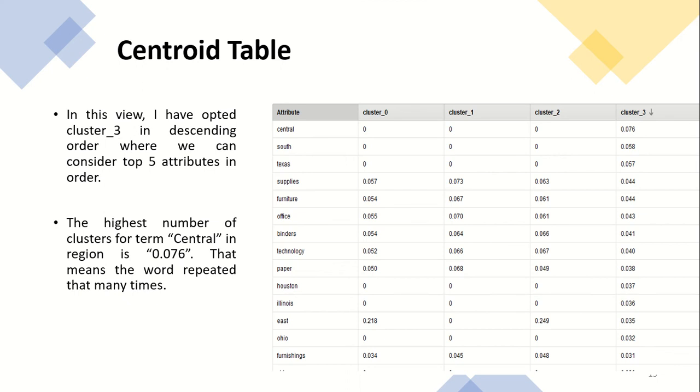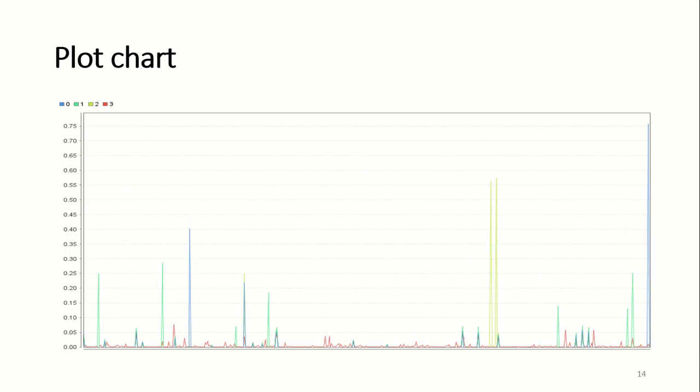So it is a centroid table. Here I have sorted cluster 3 in descending order, where we can consider the top 5 attributes in order. So the highest value of the term central in the region is 0.076. That means the word is repeated that many times. So here is a plot chart of the cluster analysis.